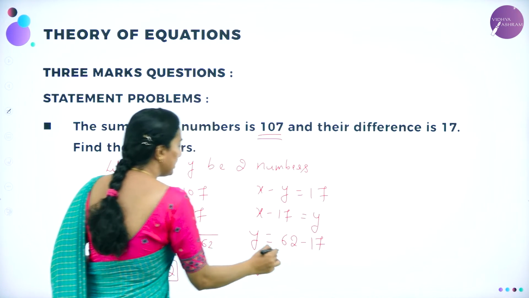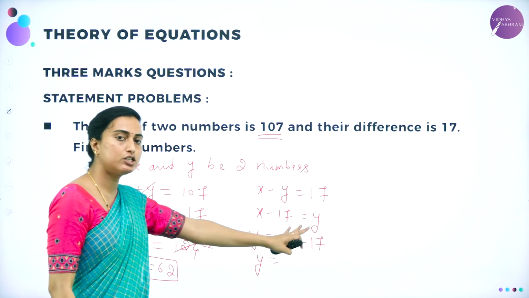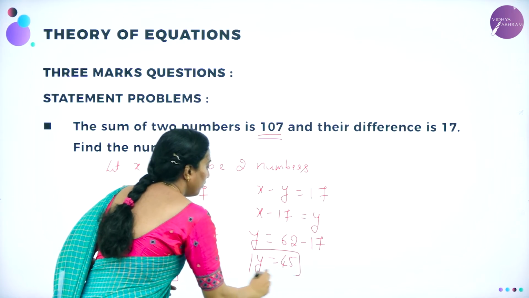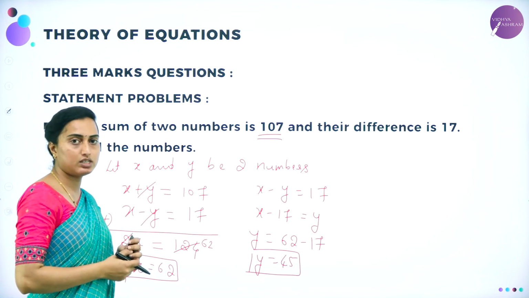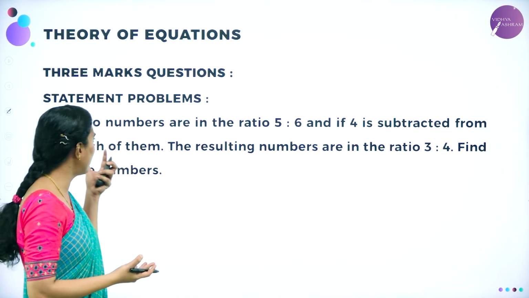So y is equal to the x value 62 minus 17. 62 minus 17 gives you the value 45. So the y value is 45 and the x value is 62. Those are the two numbers, 62 and 45. I hope you got that. We'll move on to the next problem.